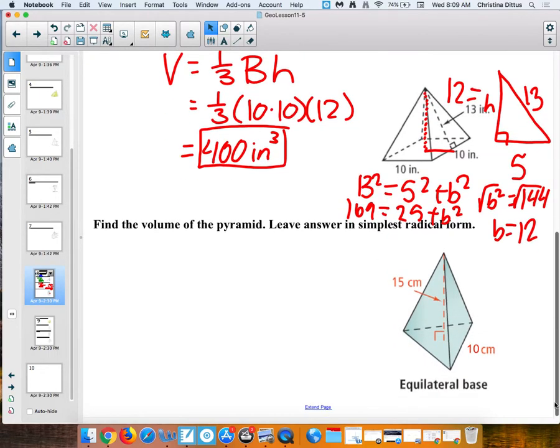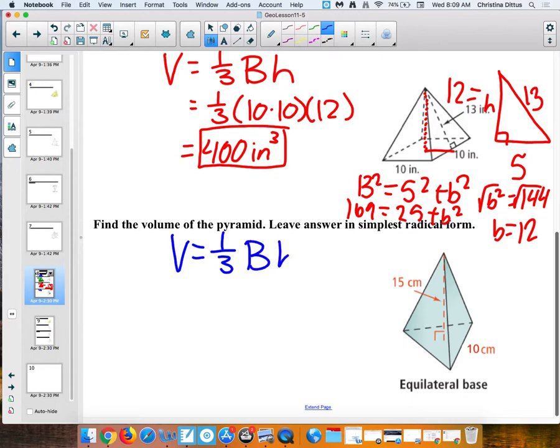This pyramid, trying to find the volume again. So I have, we got tippy top, 1/3 area of my base times height. And this time, what is the shape of my base? Triangle. A triangle. So to find the area of my base, I can find the area of a triangle. What's my formula for area of a triangle? 1/2 base times height. And then the height of my shape.